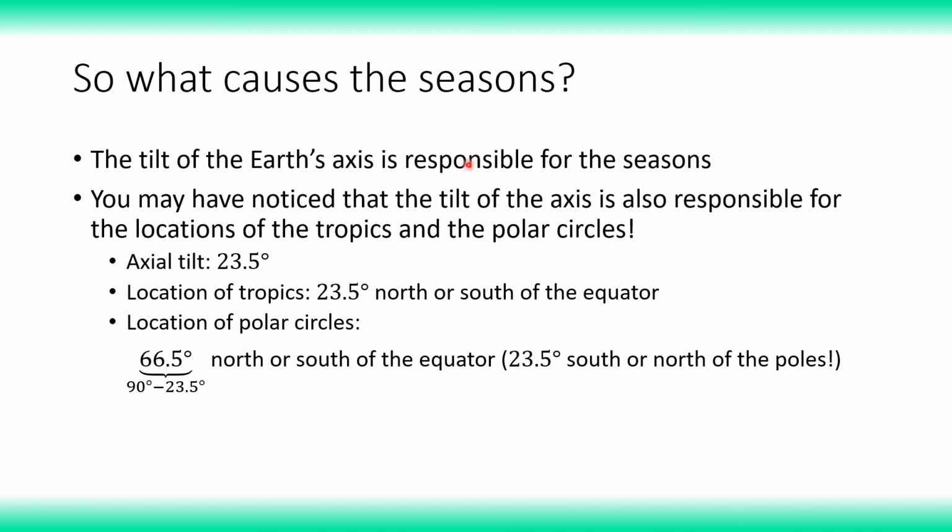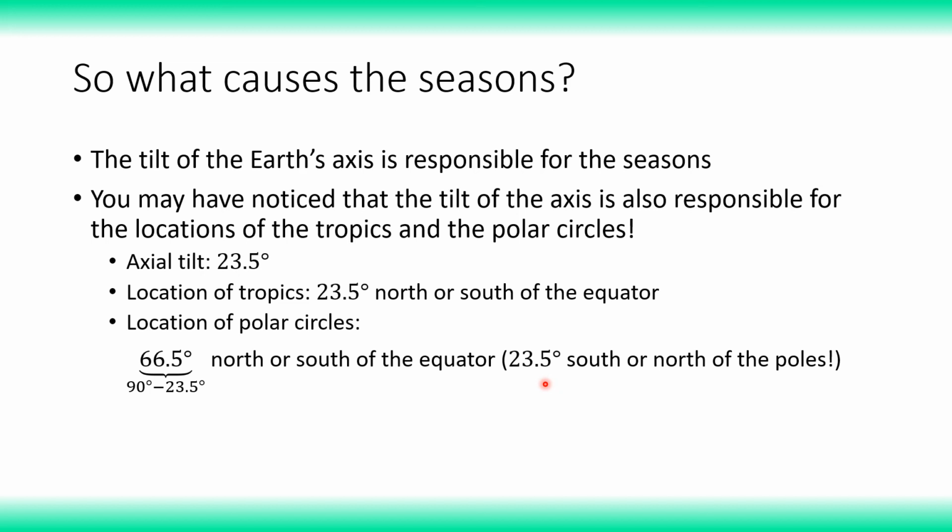So the tilt of the axis, combined with the fact that the planet's moving around the sun, is responsible for the seasons. And you might have noticed, I feel like I mentioned this earlier, but in case I didn't, that the tilt of the axis, the actual angle, the 23.5 degrees, is responsible for the location of where these major circles of latitude fall on the planet. So the axial tilt is 23.5 degrees. The tropics are located 23.5 degrees away from the equator, and the polar circles are 23.5 degrees away from the poles. That is no accident.